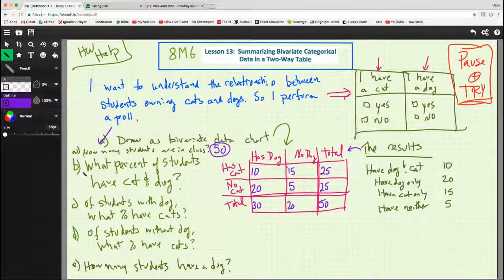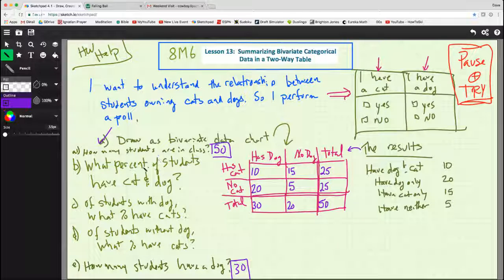Now let's jump down to question E here. How many students have a dog? Well, we can look at the total column for has a dog, right? 10 of the kids that have a dog have cats, 20 don't have cats, but 30 total have a dog. That should make sense, right? Has a dog and has a cat is 10, has a dog and does not have a cat is 20, so that's 30 total. Or you can just look at the very bottom.